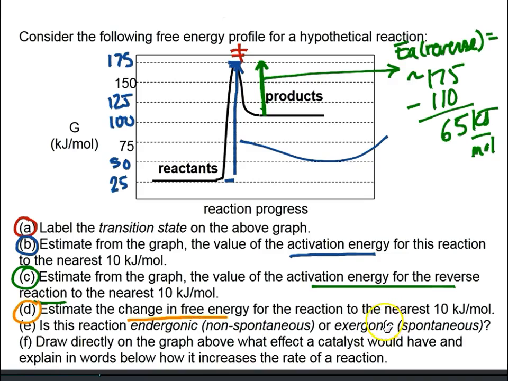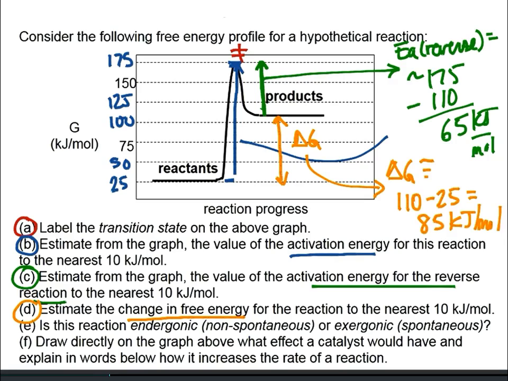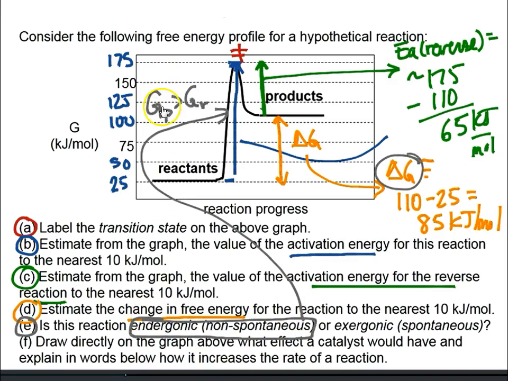Estimate the change in free energy for the reaction to the nearest 10 kilojoules per mole. So that's going to be the distance between products and reactants. The products have a higher free energy, which means this value is going to be positive, right? Energy must go in. So we have about 110 minus about 25, which gives us about 85 kilojoules per mole. It's positive, which means it is nonspontaneous or endergonic. And that's because the products are greater than the reactant free energy and because delta G is positive. For both of those reasons, you know that answer.